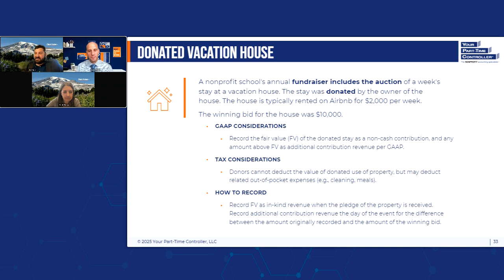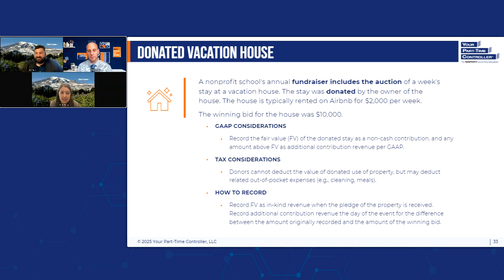So this is that in-kind gift that we were talking about earlier, and essentially you're going to recognize the fair value of the donated stay, that $2,000, at the point in time the donor provided it to you and you got the rights to that asset. And then you're going to go ahead and revalue that at whatever the auction winning bid was, $10,000, at the event time. So a total amount of $10,000 in contribution revenue associated with it.